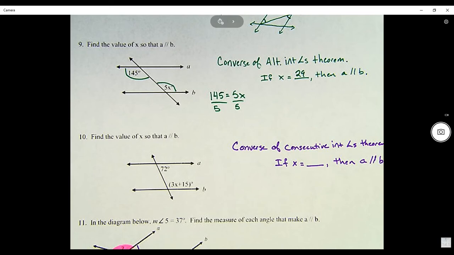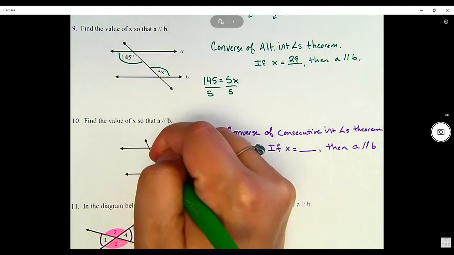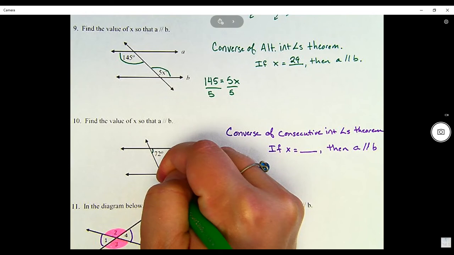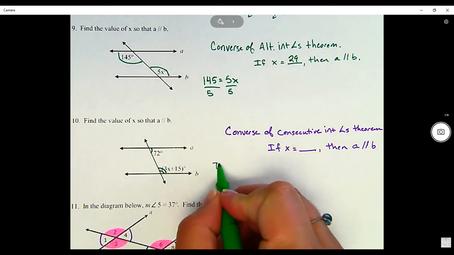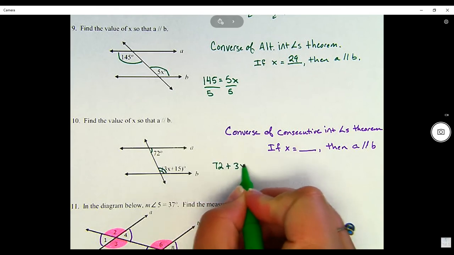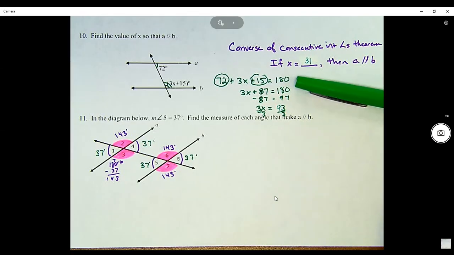Okay, next, number 10, you have these two angles that happen to have the relationship of being consecutive interior angles. So they're not the same angle, but they are supplementary. So in order to solve this one, you would set it up where 72 plus 3x plus 15 equals 180. Once you have that equation written, then you would solve for x, and that is the number that x has to be if you need to prove that line A and line B are parallel.